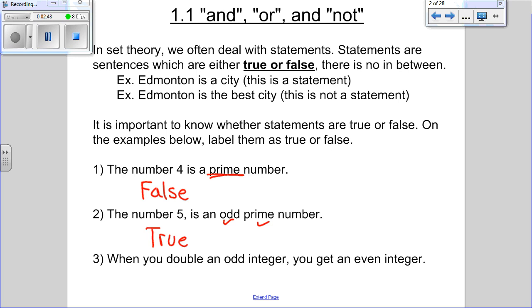The last statement: when you double an odd integer, you get an even integer. Double means to multiply something by 2. So if you took an odd number, like 3, and you times it by 2, you get an even integer. You get 6, right? And does that always work? If you can find one example where it doesn't work, then this is false. If you can't find an example, then this is true. This is true, so any odd number times 2 will always be even. But all it takes is one counterexample to make a whole statement false.